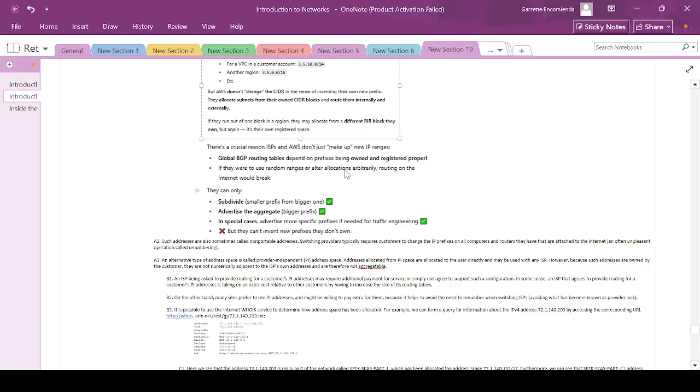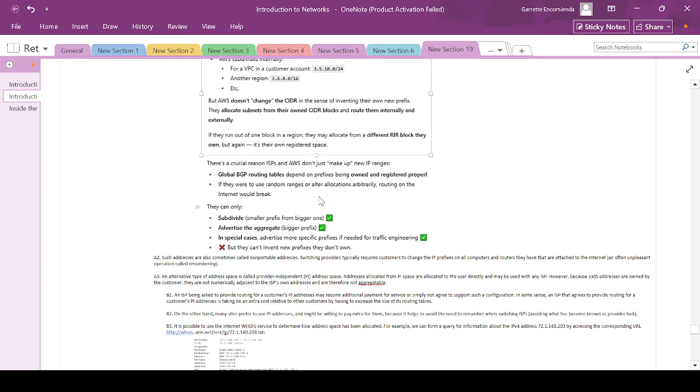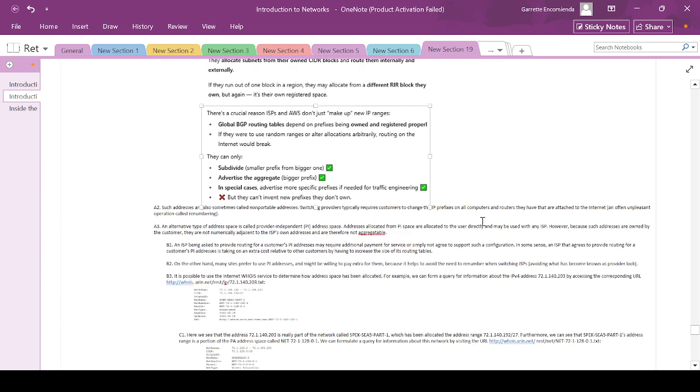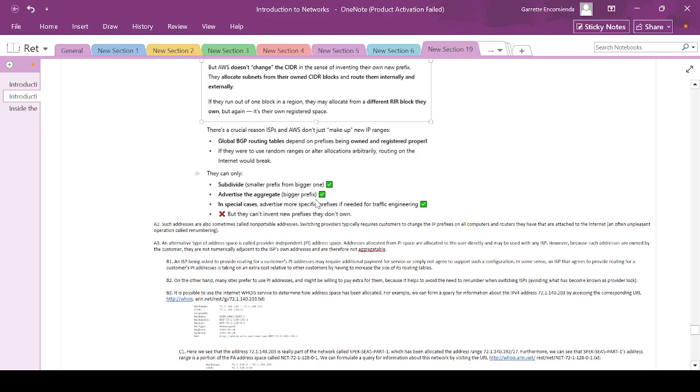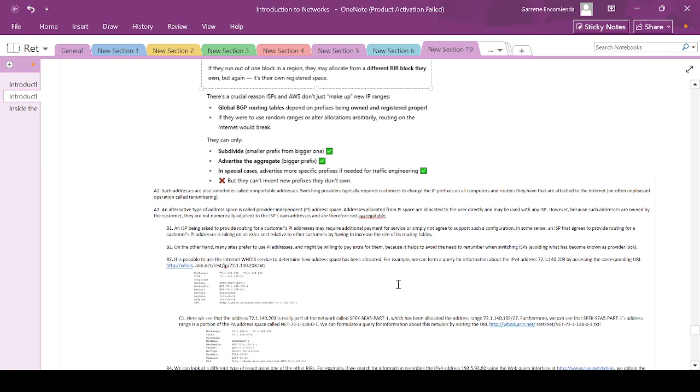They allocate subnets from their own CIDR blocks and route them internally and externally. So they still use CIDR, the modern way, to allocate unicast addresses, but they allocate subnets from their own CIDR blocks. Mind you, like IANA provided them a large block. So if they run out of block in a region, they may allocate from a different RIR block they own. But again, it's their own registered space.